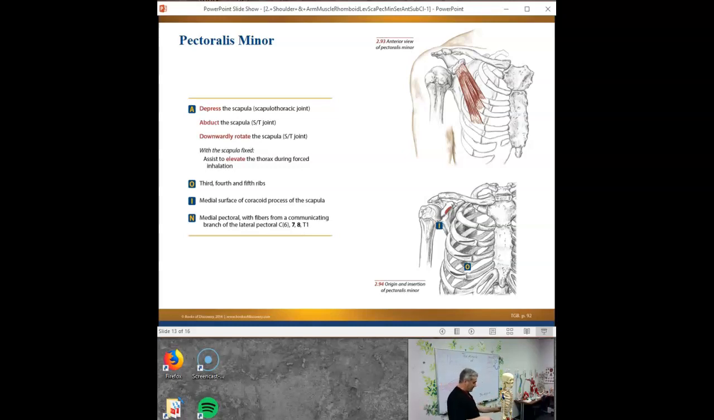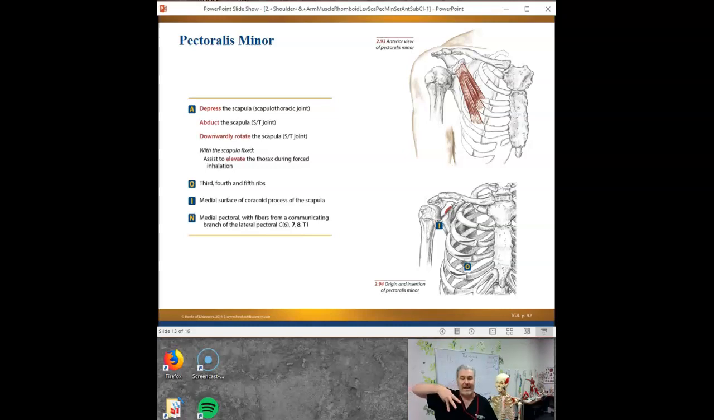The pectoralis minor inserts, they say, in the medial surface of the coracoid process. This coracoid process, medial surface is just the inside of it. So the lateral surface is the outside of it. Medial surface. And it goes into ribs 3, 4, and 5.